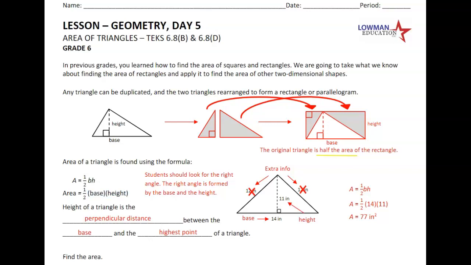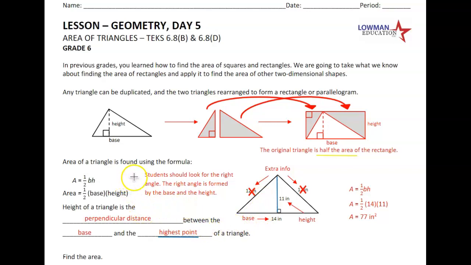Now it is important to note that when you are finding the height of the triangle, the height is always perpendicular from the bottom, and the bottom is called the base. So go to the very bottom or the base of that triangle and go tippy-toppy, straight perpendicular to the highest point. Never, ever do we use the diagonal sides. Never use the diagonal sides. Those are called slant heights. Don't use those when you're finding the area of the triangle.